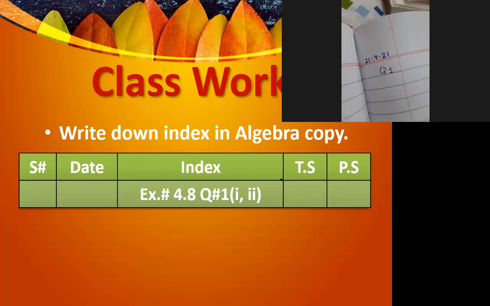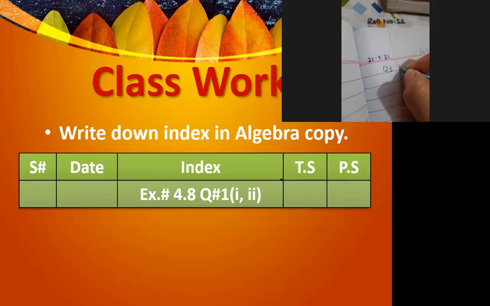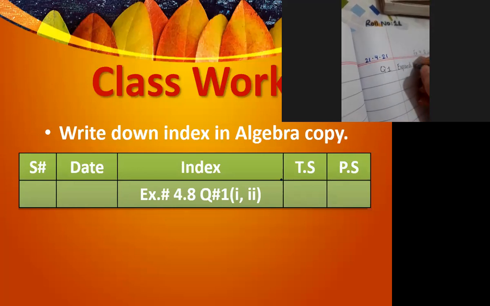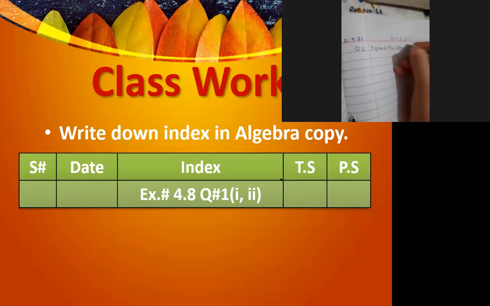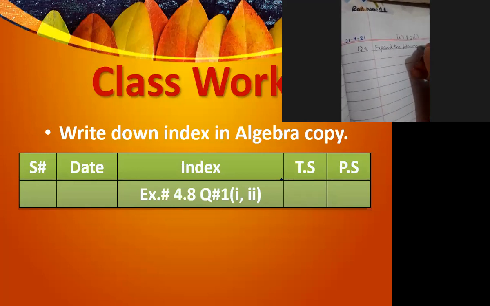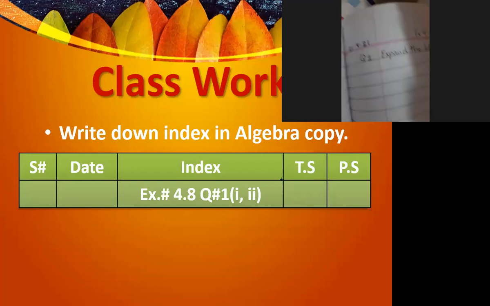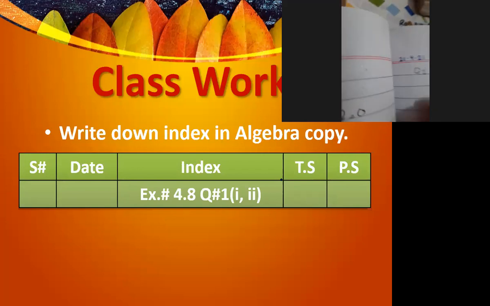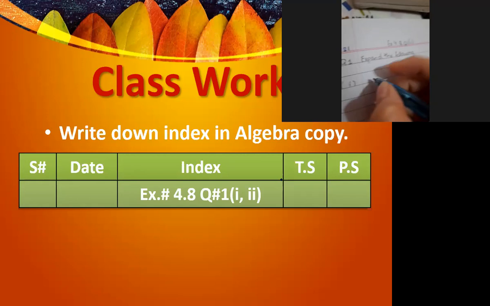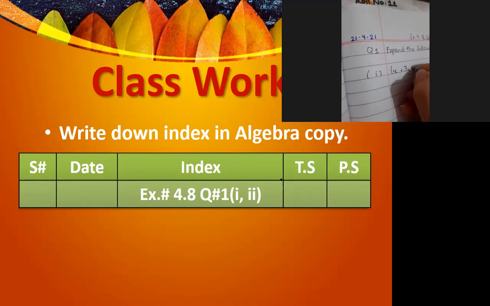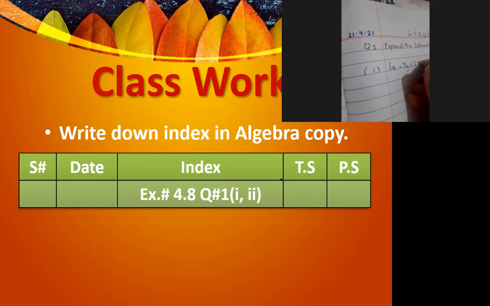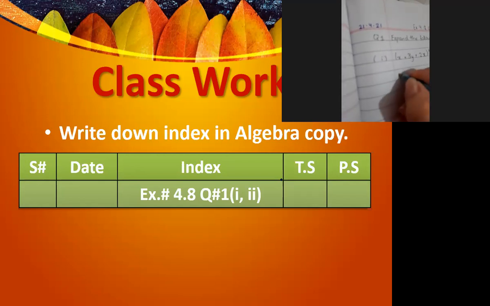4.8, question number 1. Question number 1 is expand the following. Okay, these questions are very important. I am repeating again and again, questions are very important. Those questions that you are attempting in your copy, they are very important. Question number 1 is x plus 3y plus 2z whole square. Now start your work.